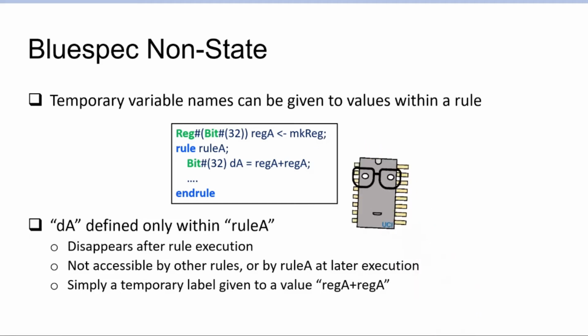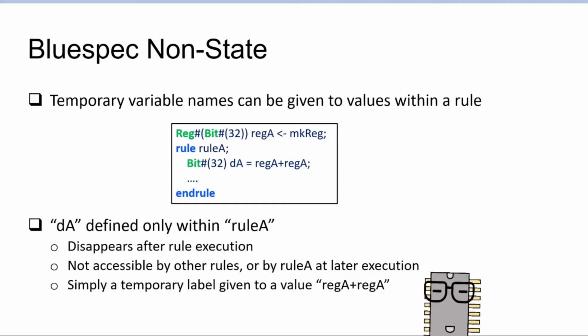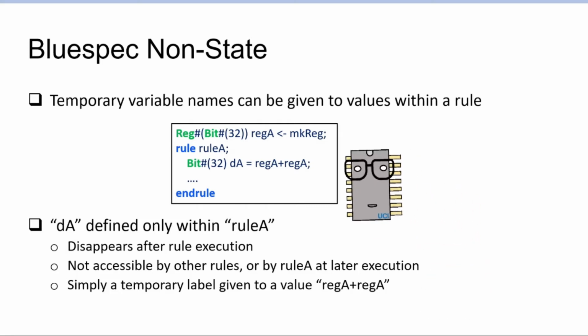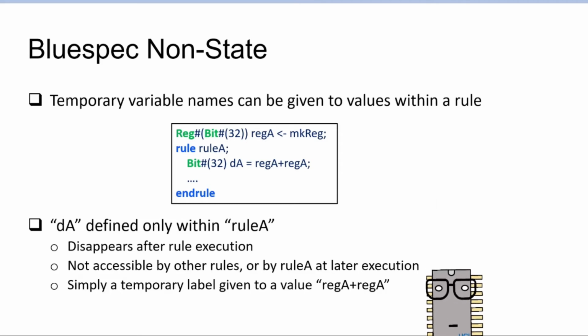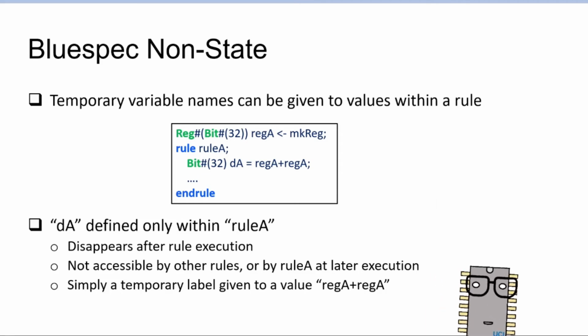Reg A plus reg A. So yeah, I just wanted to point out this is not state. It actually doesn't exist on the chip anywhere except as this is just a label, a temporary name. The temporary name the language, the compiler, gives to a bundle of wires, which is a temporary manifestation of the computation.